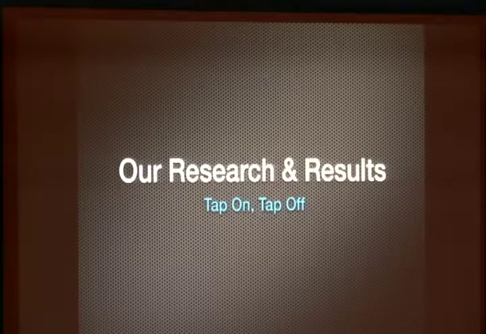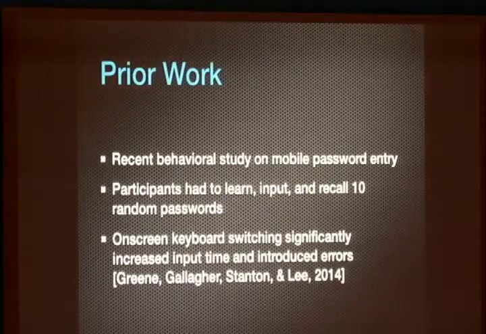Now, what I think is more interesting is our research and results. Let me start with the prior work that actually motivated my current question. As I mentioned, we had a recent behavioral study on mobile password entry. People had to use iPhones and iPads, iOS, and they had to learn, enter, and then recall 10 randomly generated passwords. Those were the passwords I showed you a few slides ago. What was really interesting is that in comparison to the previous desktop study, we had people who, A, couldn't finish the task, and B, who dropped out.